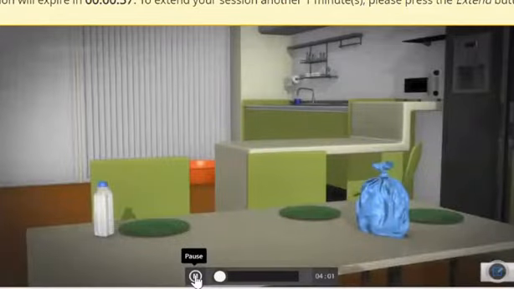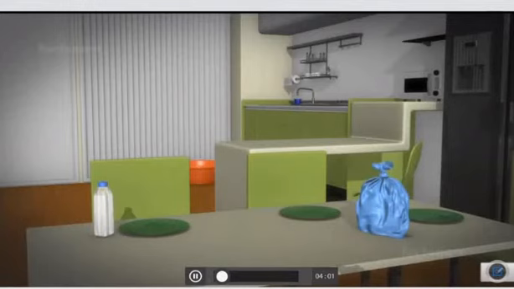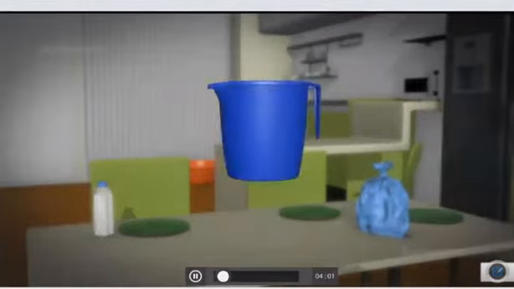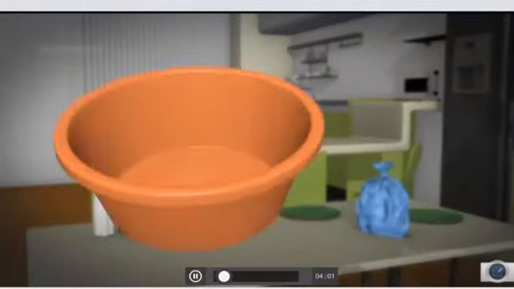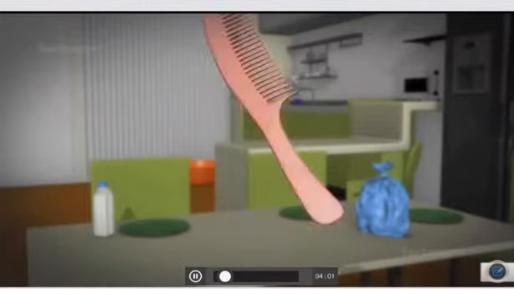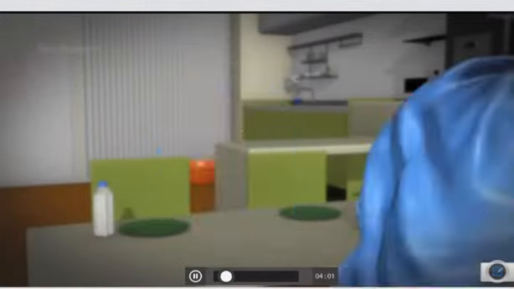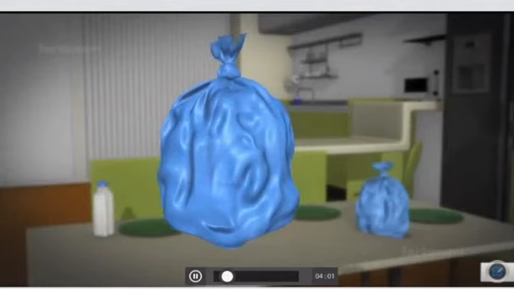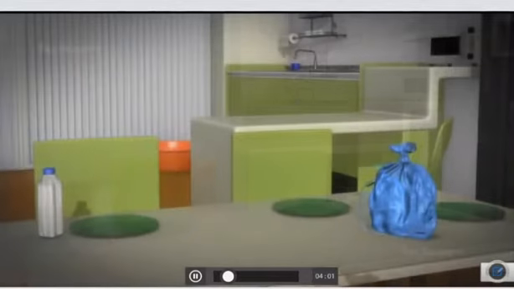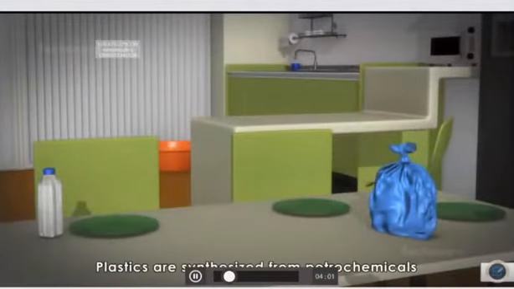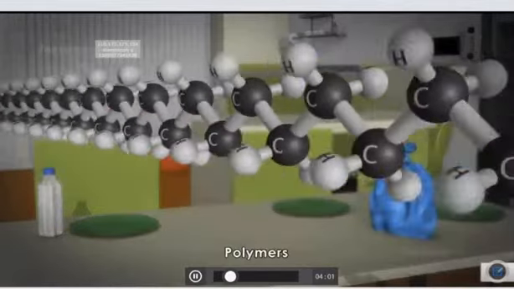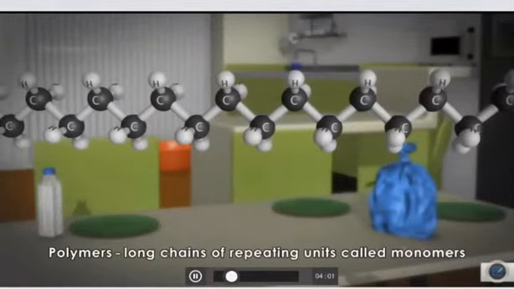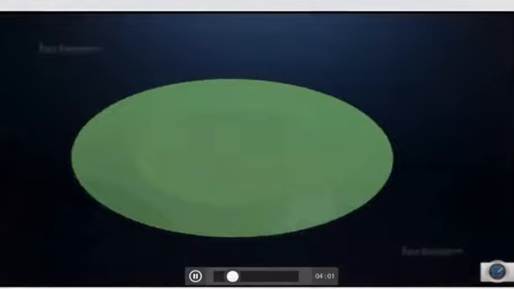Plastics are synthetic materials used to produce a wide variety of the objects we use in our everyday lives. Bottles, mugs, pens, tubs, toothbrushes, plates, combs, switches, and polythene bags are just a few of the widely used objects made of plastic. Plastics are synthesized from petrochemicals. They are composed of polymers, which are long chains of repeating units called monomers.